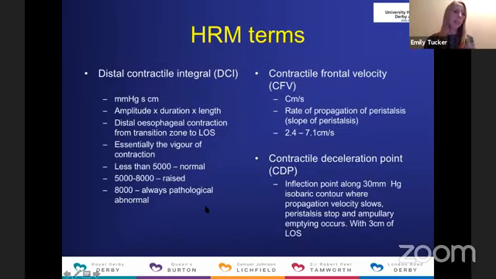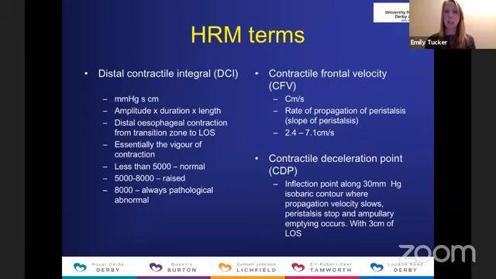Okay, so your DCI, which we'll talk about in a little bit more detail, as I said, is essentially the vigor of the contraction, how big, long and strong it is. Now less than 5,000 is abnormal. 5,000 to 8,000, sorry, it's in millimeters of mercury per second per centimeter, is raised, but can occur in healthy volunteers or asymptomatic individuals. But more than 8,000 is always considered pathological and abnormal. Your contractile frontal velocity is the rate of propagation of your peristalsis, and is in centimeters per second, and would be 2.4 to 7.1 centimeters per second.